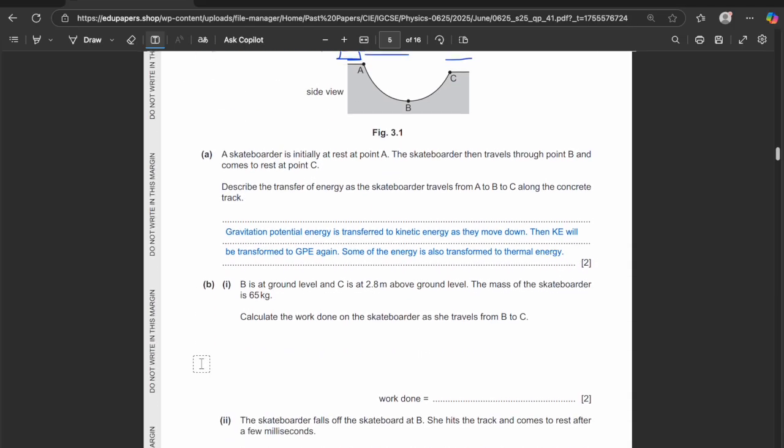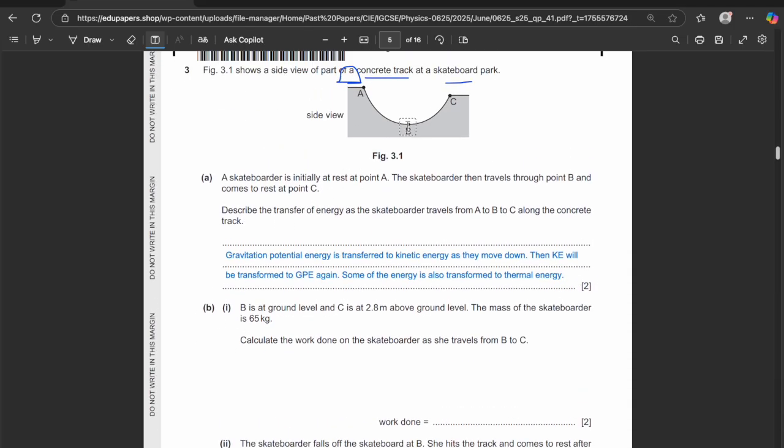B1. B is at ground level and C is at 2.8 meters above the ground level. The mass of the skateboarder is 65 kilograms. Calculate the work done on the skateboarder as she travels from B to C.